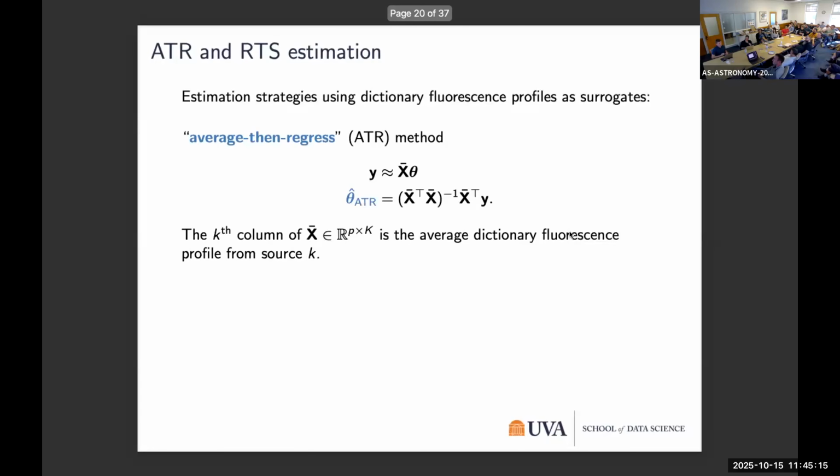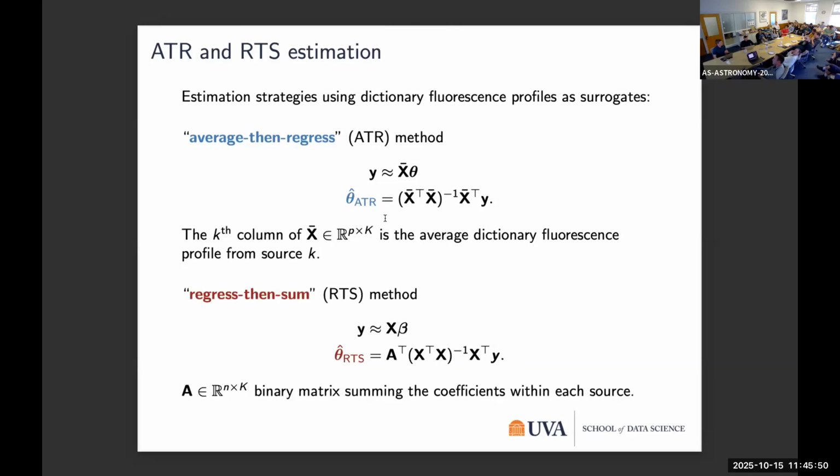All right, so two computationally very cheap and simple methods to try to estimate these abundances theta. One we call the average then regress method, because that's what we do. What we do is we say, let's assume that this downstream fluorescence spectrum is roughly a linear combination of the average fluorescence profile from each source category. Seems reasonable. We average, and then we do regression. Regression means computing this least squares solution in this case. We get the average then regress estimate.